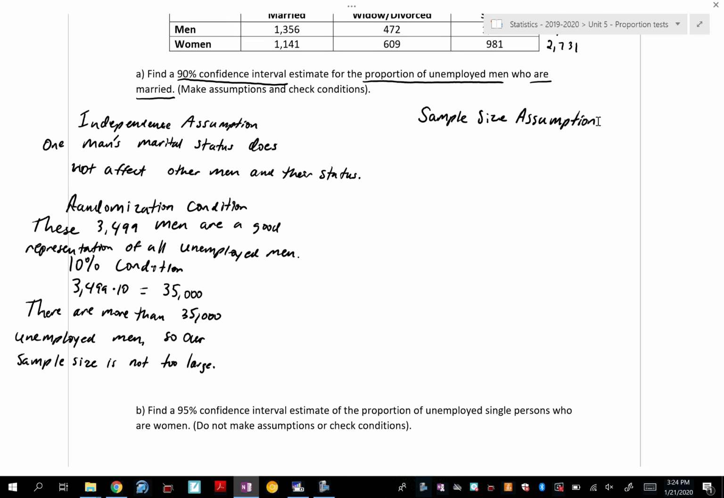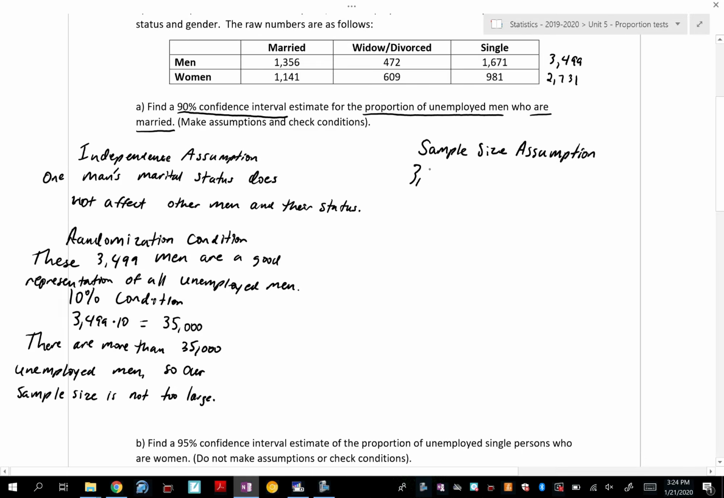So the statement can be something like 3,499 is a large enough sample. And if you want to be more specific, you would say 3,499 unemployed men is a large enough sample.